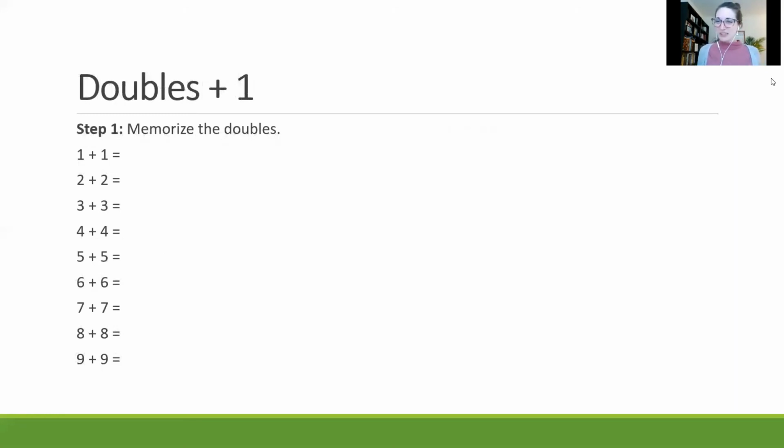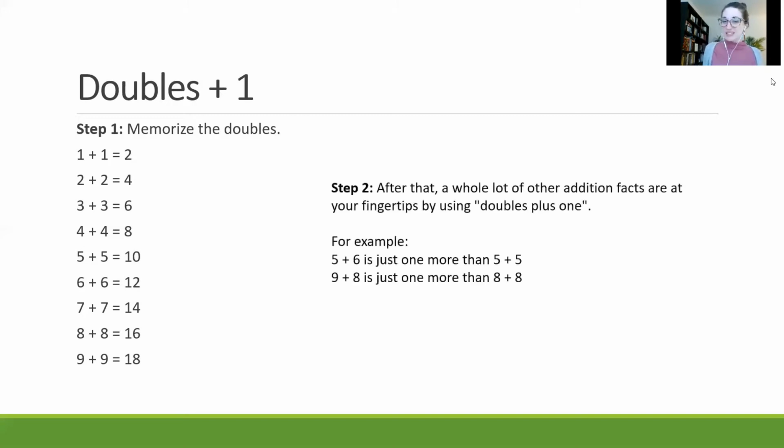Now, here's another one to keep in mind. If you're working on your mental math, it's good to remember the doubles. So if you can memorize these doubles, 1 plus 1, 2 plus 2, and so on, that will put you one step ahead. But here's one more little piece. Once you have those doubles down and you remember what those are, it becomes a lot easier to do a whole bunch of other addition facts because you can do doubles plus 1.